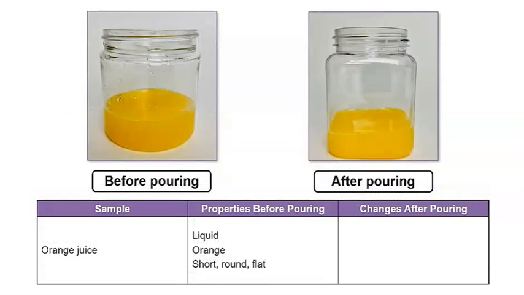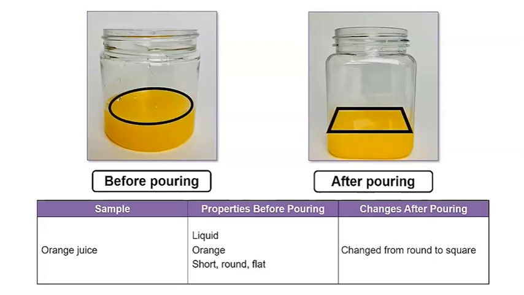Do you observe any changes after pouring? The orange juice is still liquid and orange, but what do you notice about the shape after pouring? The orange juice changed from round to square.